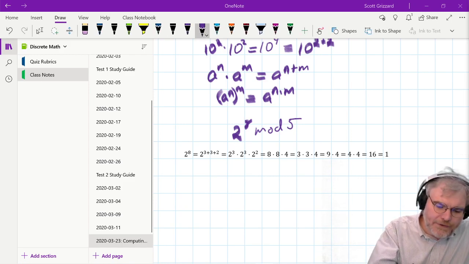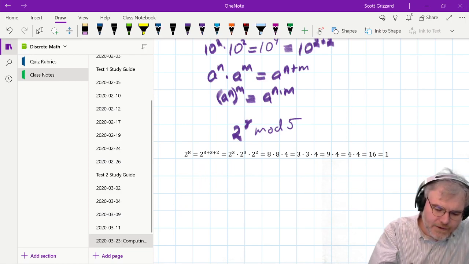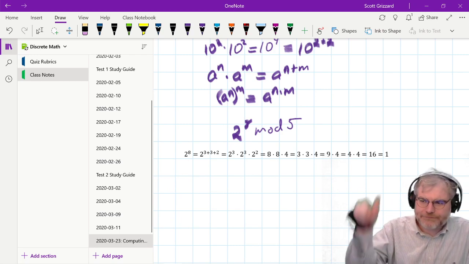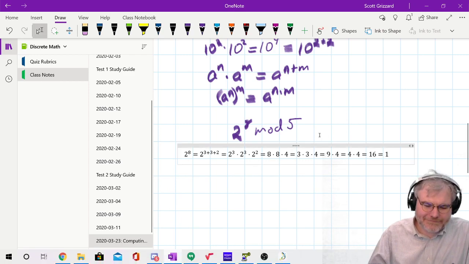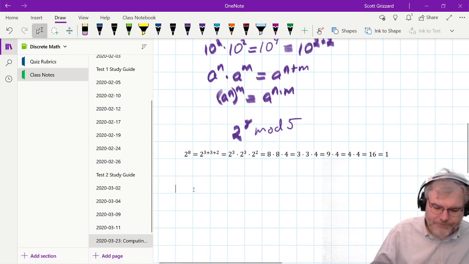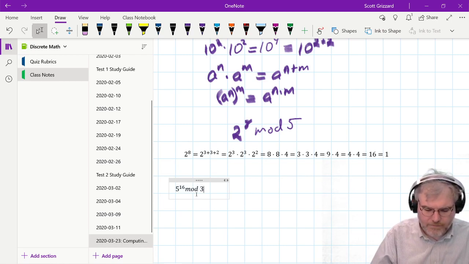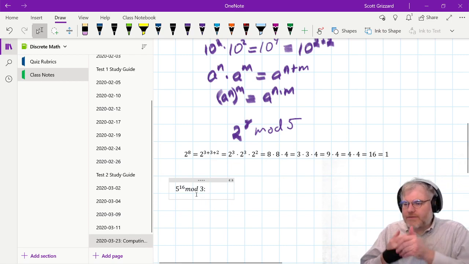Okay, so think about computing the following. Think about computing the following. What if I wanted to compute 5 to the 16th mod 3? All right, so go ahead and start working that one out.